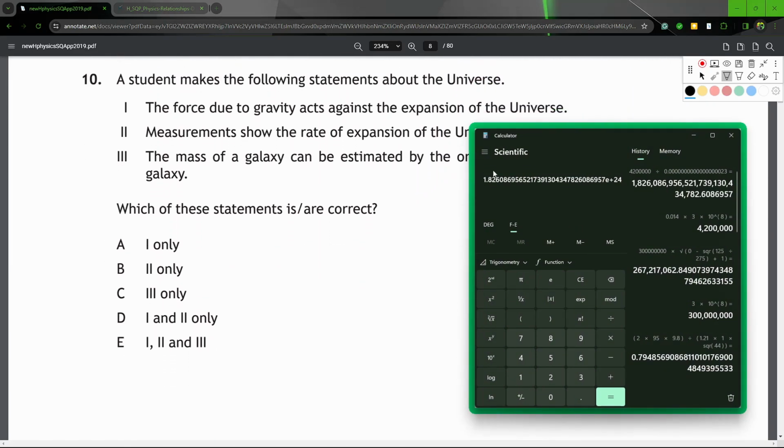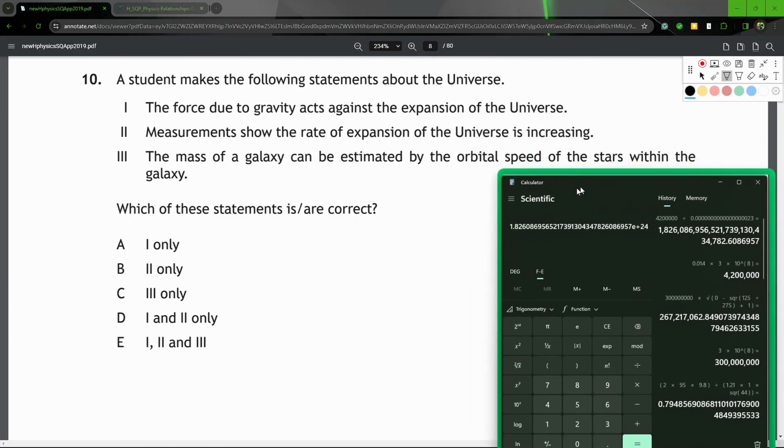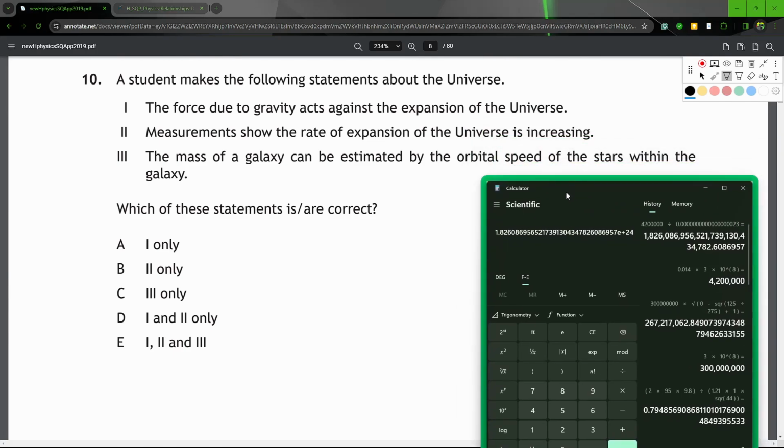10. A student makes the following statements about the universe. The force due to gravity acts against the expansion of the universe. Measurements show the rate of expansion of the universe is increasing, and the mass of a galaxy can be estimated by the orbital speed of the stars within the galaxy. So, which of these statements are correct?